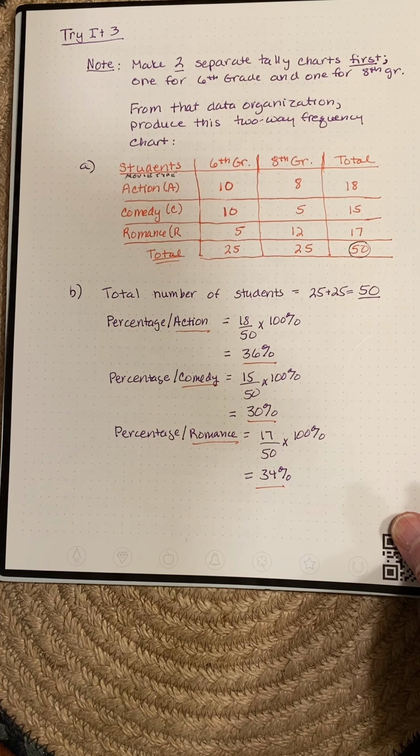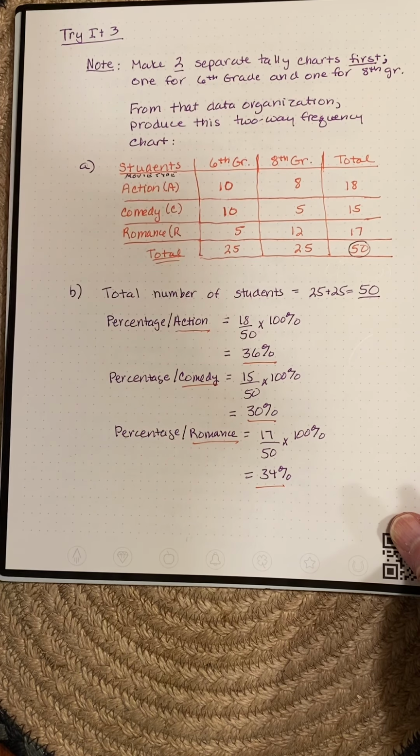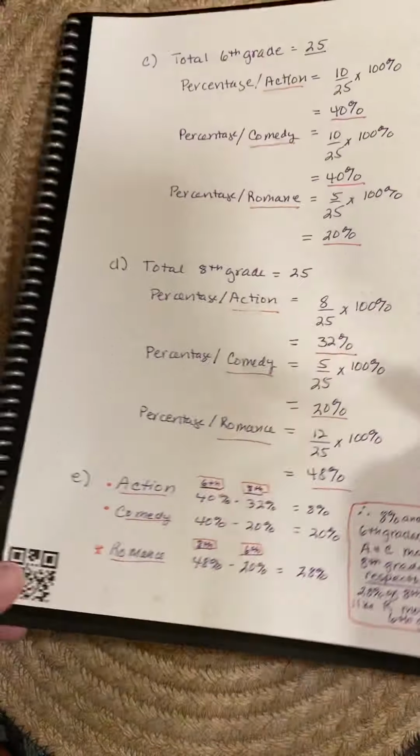Now they want in C the percentage of 6th graders who like each movie. So now I'm going to go 10 out of 25, 10 out of 25, which will be the same, and 5 out of 25. It's all part C.